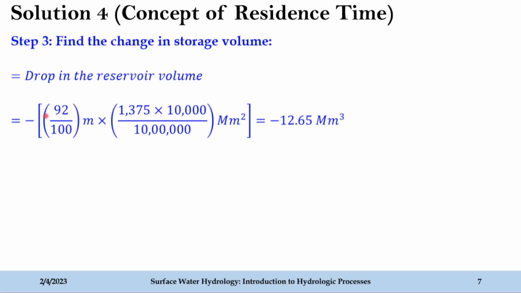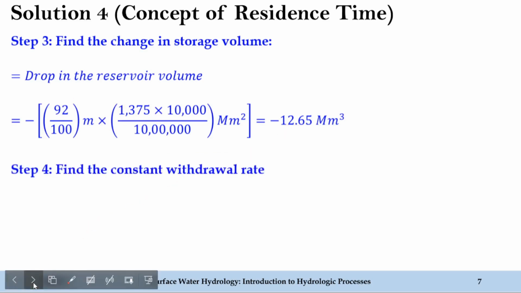And we also know that the 92 centimeter was the drop in the water depth, and we have converted it into meter. And like we have seen in step 1 and step 2, in step 3 also we are multiplying the depth of fall in the reservoir level with the area of the reservoir in order to get the volume of drop, and it comes out as minus 12.65 million meter cube.